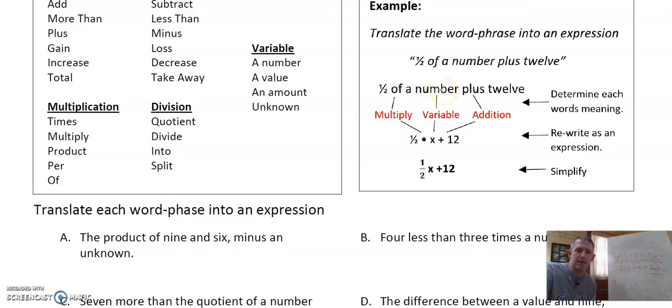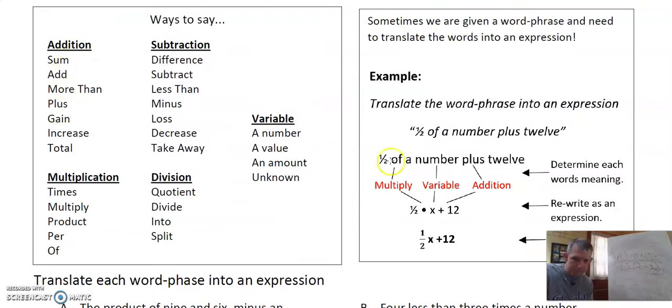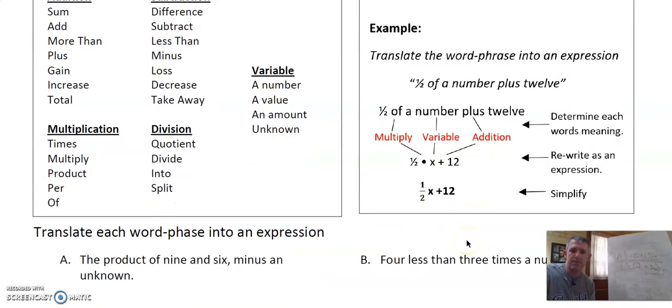Do we know what that number is? No. And like it says over here, a number means a variable. So you get to pick a variable. They chose x, that's fine. You can put a different letter in there. So 1/2 times x, and then it says plus, which we know plus means addition, plus 12. So write that there. So 1/2 x plus 12 is how we would write that.